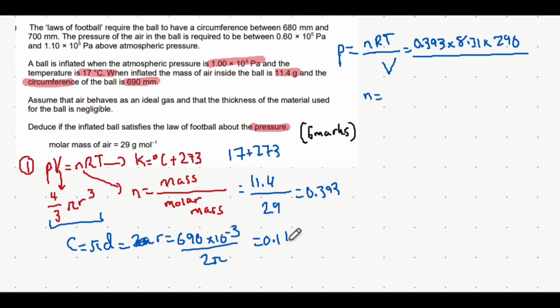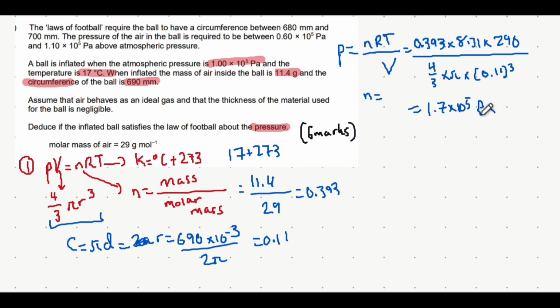0.11. Now to find the volume of the ball, we can put into our calculator 4 over 3 multiplied by pi, multiplied by that radius that you just found, 0.11, all cubed. Now putting all of this into the calculator will get you a value of 1.7 times 10 to the 5. So that's the actual pressure inside the ball.